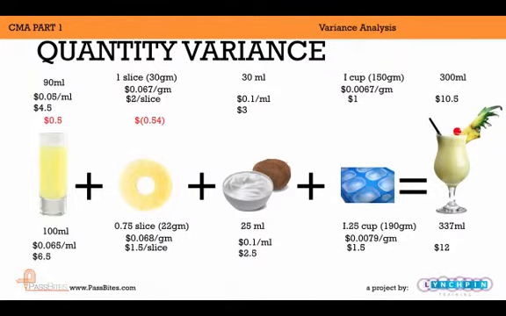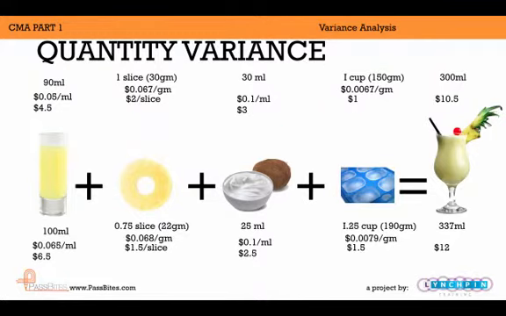Similarly, for the coconut, we calculate by taking the actual quantity of 25 milliliters matched against the standard quantity of 30 milliliters and multiplying it with the standard price. It gives us a favorable variance of $0.5. For the ice, we similarly take the difference between the quantities, 190 minus 150, and multiply it with the standard rate of 0.0067. It gives us a difference of 0.268. By taking a total of everything, it becomes a favorable variance of 0.27.